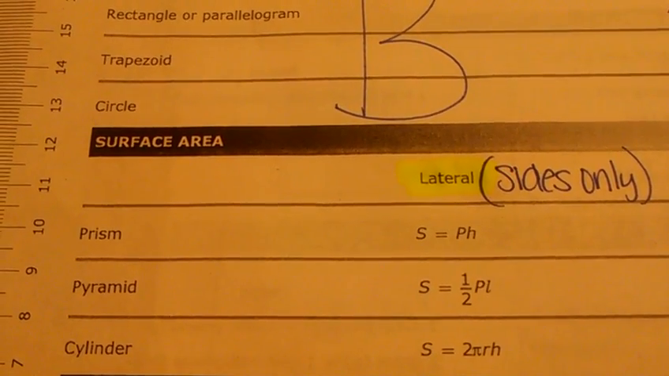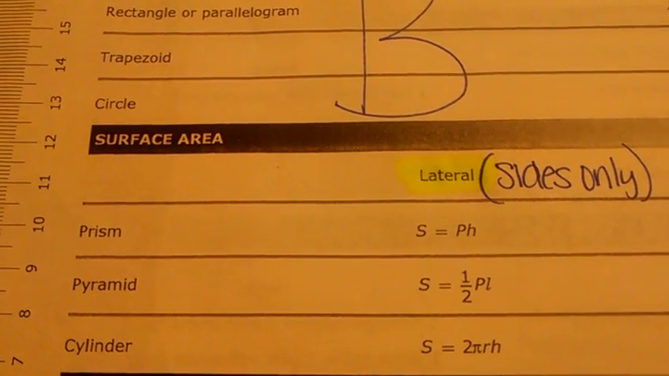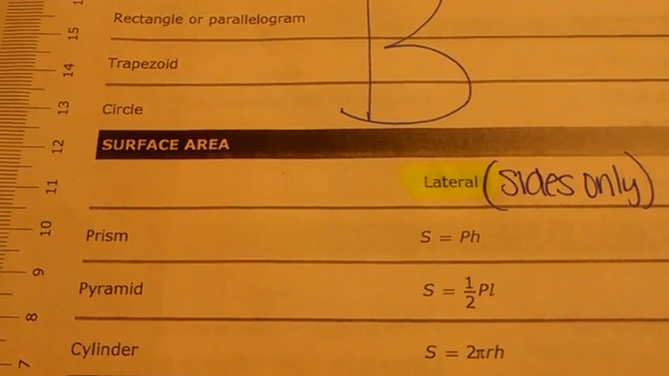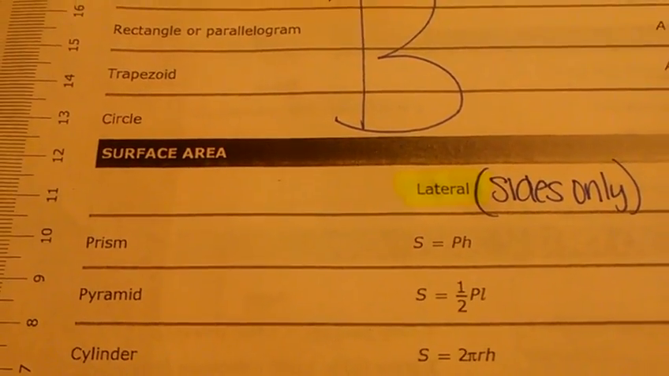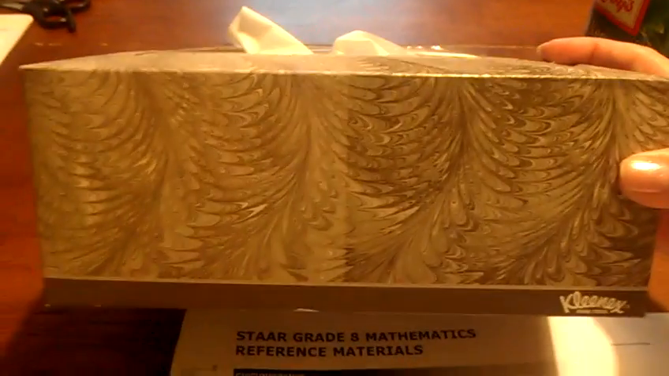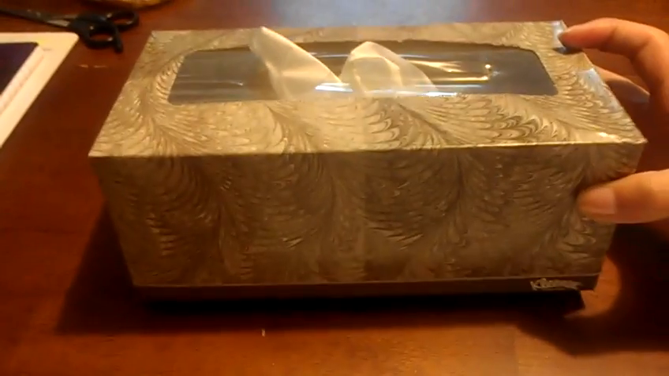You guys have studied area extensively in the 6th grade and 7th grade. And now we're going to focus on the area of different surfaces, like for 3D objects. For instance, I've got this Kleenex box here. This is a rectangular prism. If you look at all its sides, it's got 6 different faces. Surface area is the area of all its surfaces.